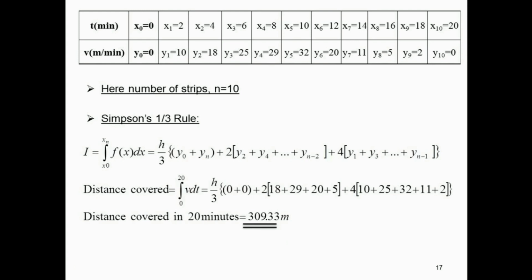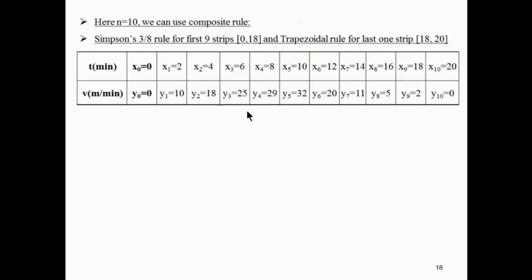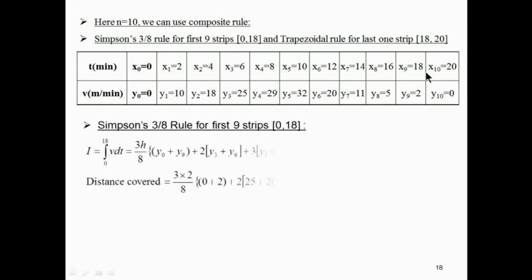Now this problem can also be solved by using the trapezoidal rule and Simpson's 3/8 rule. To use Simpson's 3/8 rule, n should be a multiple of 3. So we will divide this interval into two parts, that is 0 to 18, meaning the first 9 intervals, and for the last interval we will use the trapezoidal rule. For the first 9 strips, that is 0 to 18, Simpson's 3/8 rule for 9 strips is this. In this formula we can calculate the distance covered for the first 18 minutes, that is 305.25 meters.